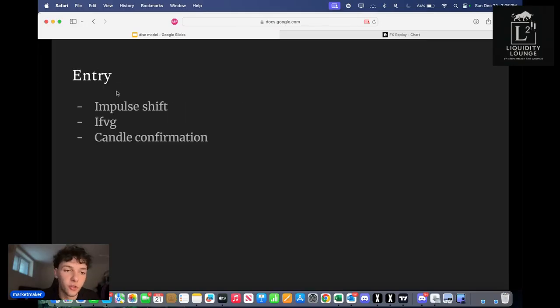And then entry, so impulse shift, it's a fair value gap, and once we retrace into that fair value gap, you would enter right there, right? Or like setting a limit order at a fair value gap. I'm going to go into that later. Inverse fair value gap and candle confirmation.